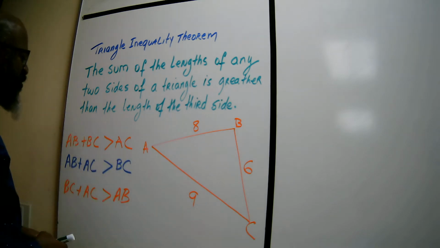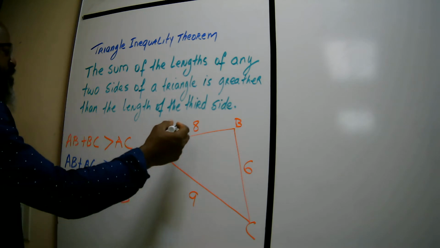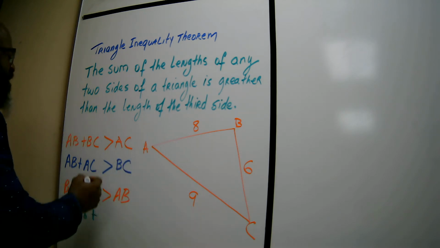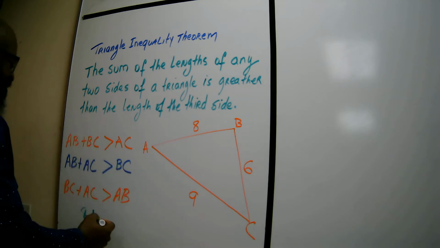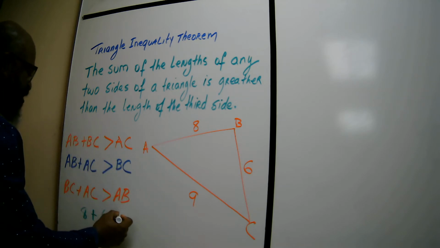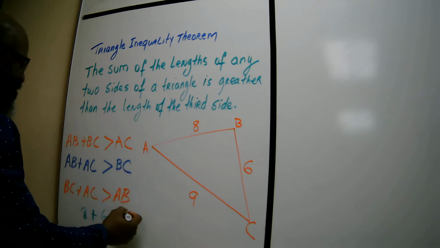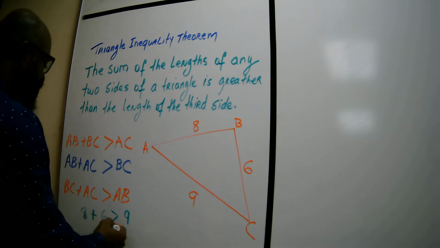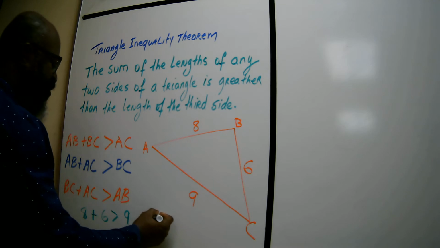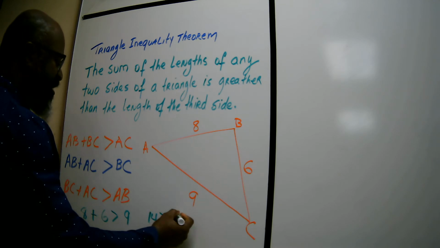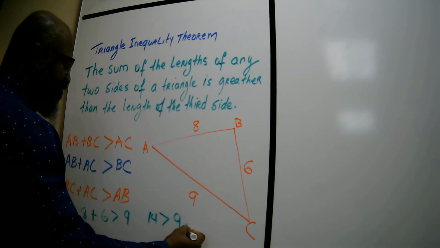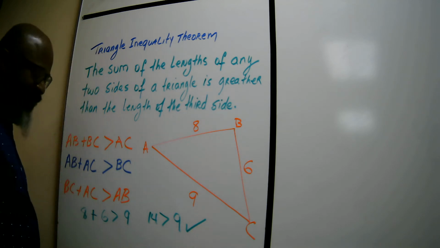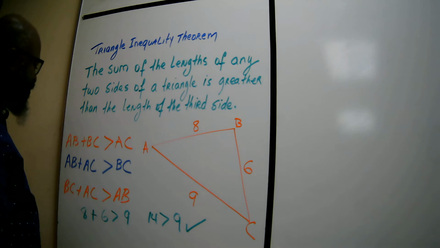So we're going to look at the first scenario. AB is 8. If you take 8 and add length BC, which is 6, it must be greater than 9. 6 plus 8 is 14. As you can see, 14 is greater than 9. In this case, you have a check. And you need to continue doing that three ways, all three times.